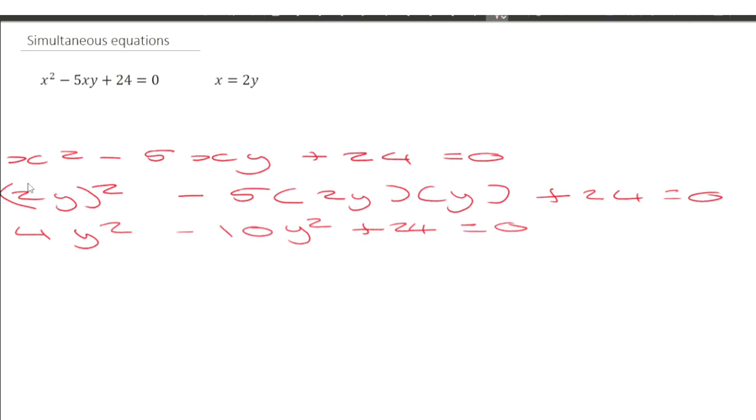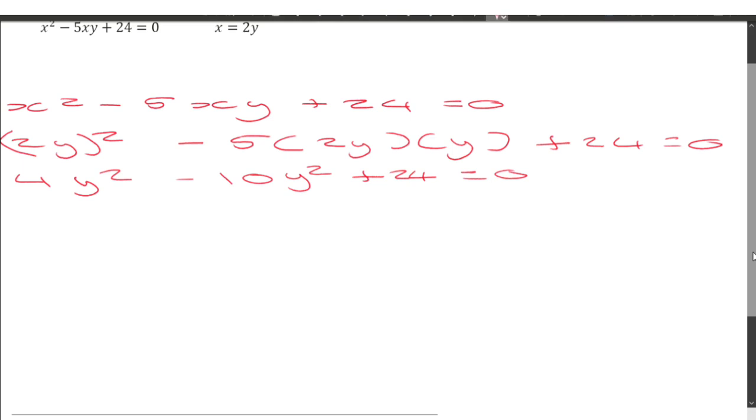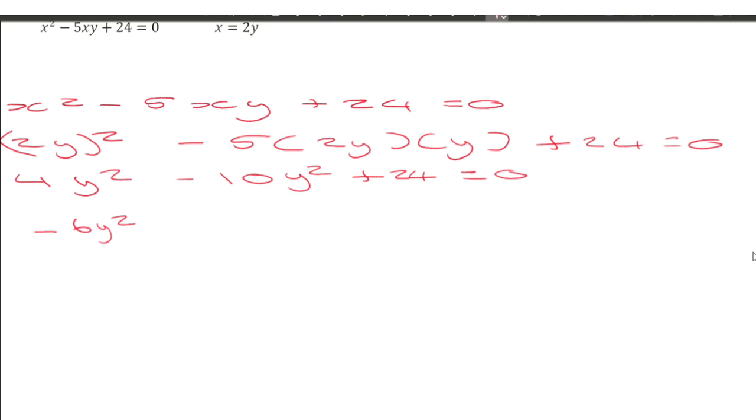So I just want to move the page down a bit, so I can be able to write a bit more clearly. Okay, so we said 4 minus 10 is negative 6y squared, right? Then we're gonna say that's equal to negative 24. Send the 24 right to the other side. Then I'm gonna divide both sides by minus 6.